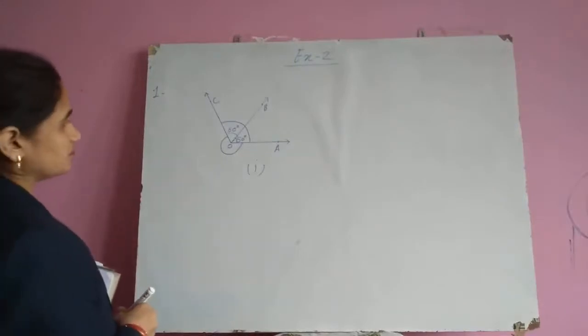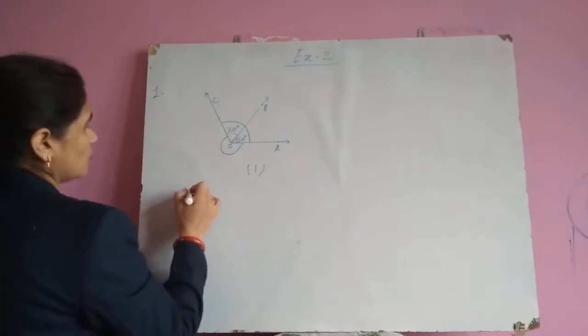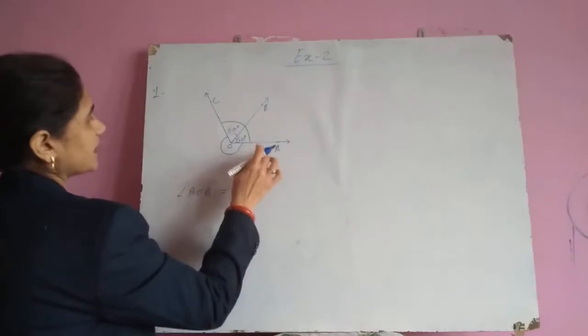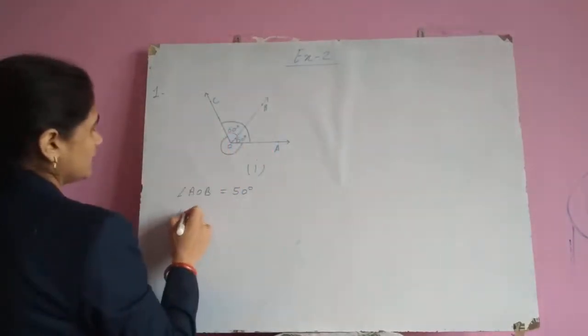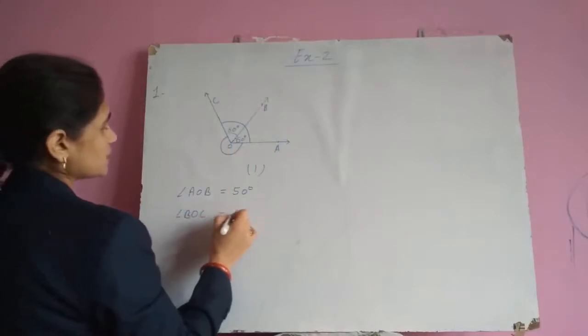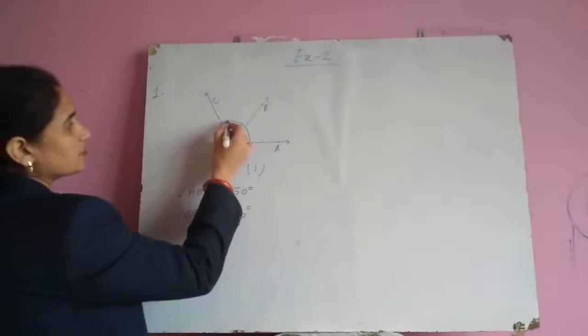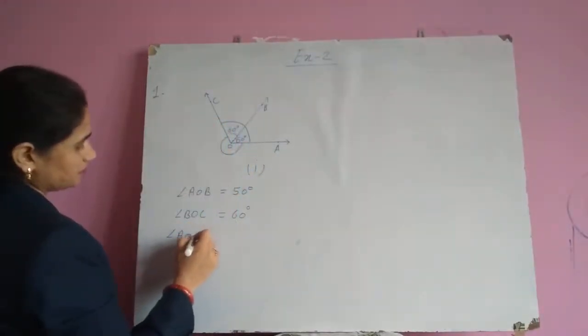Angle AOB is given. Angle AOB is equal to 50 degrees, and the second angle, angle BOC, is equal to 60 degrees. Both these angles are given, and we have to find out this one angle, AOC. What is this AOC?